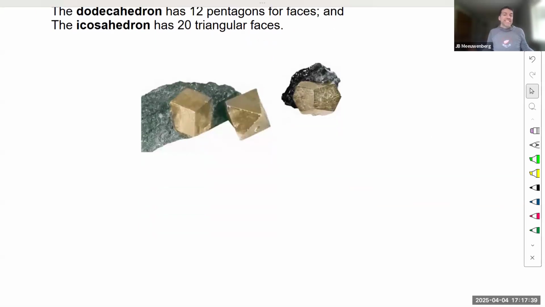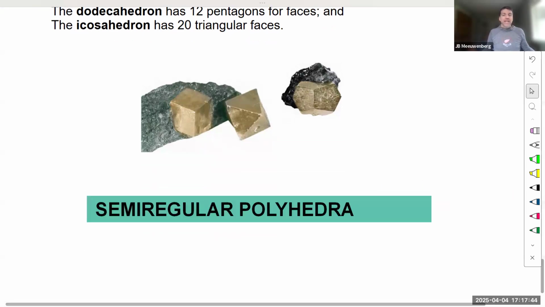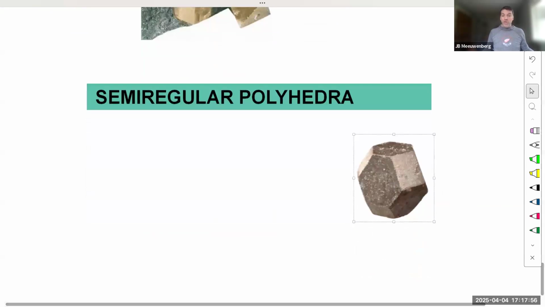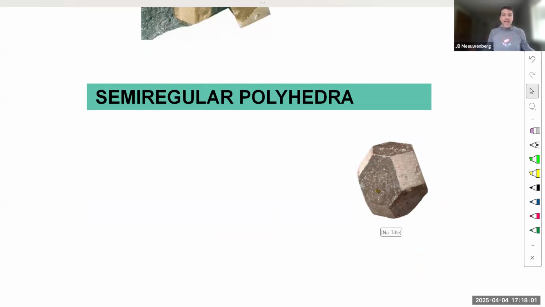We also have something called semi-regular polyhedron. And semi-regular polyhedron have 2 or more different types of regular polygons for faces. Again, this is something that can also occur in nature. So what do we notice here? This has a hexagon in front, and it also has a hexagon here, but its other side has squares. So it's made up of squares and hexagons.